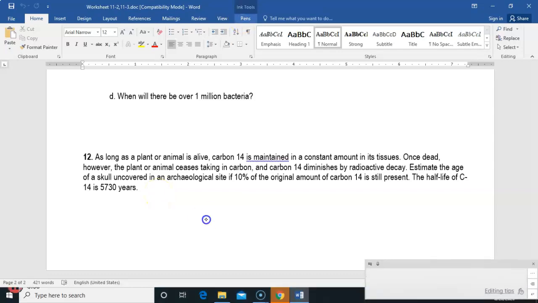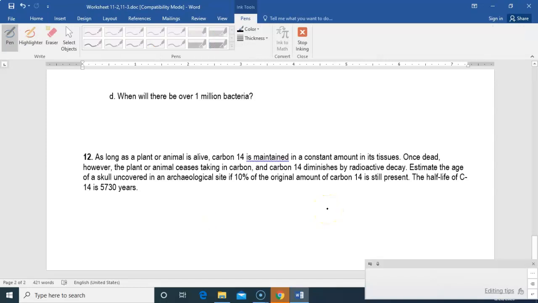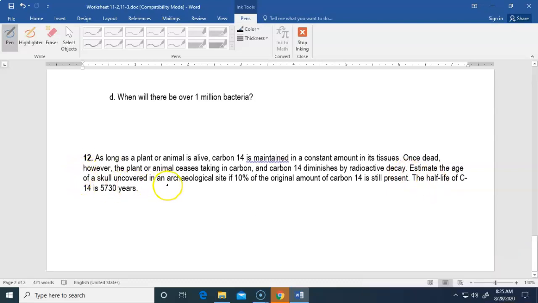It says, as long as a plant or animal is alive, carbon-14 is maintained in a constant amount in its tissues. Once dead, however, the plant or animal ceases taking in carbon, and carbon-14 diminishes by radioactive decay. Estimate the age of a skull uncovered in an archaeological site if 10% of the original amount of carbon-14 is still present. The half-life of C14 is 5,730 years.